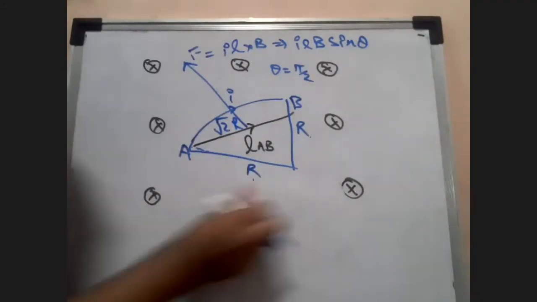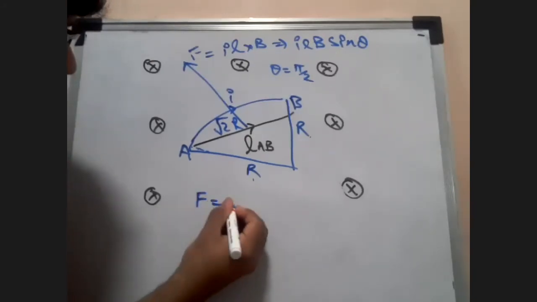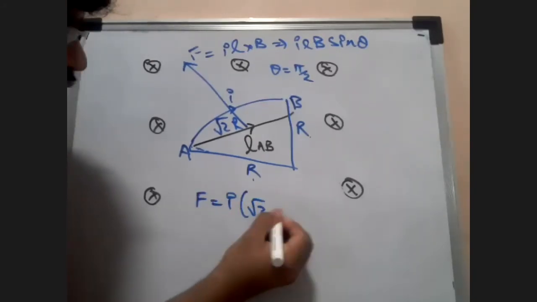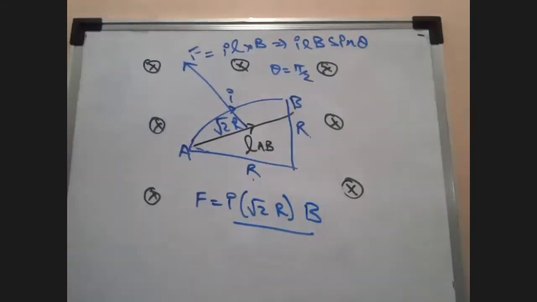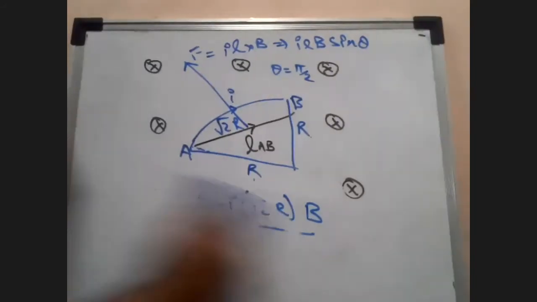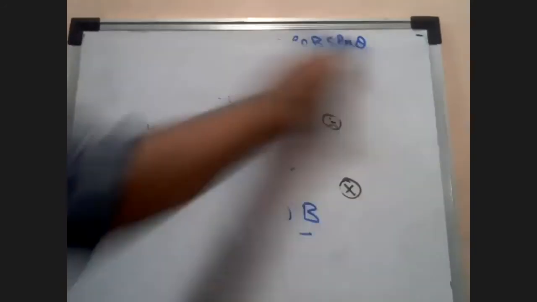So in that case, the force can be written as what? I root 2 r into magnetic field B. This is my answer. So understood, students? Everyone understood? So now, okay, we came to know a basic concept of finding out the direction and magnitude.